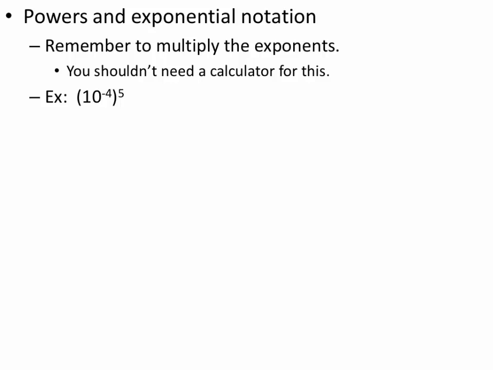So let's look at another example. Here we have 10 to the negative 4 raised to the 5th power. And that means that we have 10 to the negative 4 times 10 to the negative 4 times 10 to the negative 4 times 10 to the negative 4 times 10 to the negative 4. But that's going to be a little bit hard for us to work out. So instead, let's just remember to multiply our exponents. So in this case, we have now a negative 4 times 5. So negative 4 times 5 is negative 20. And that means that our result here is 10 to the negative 20.